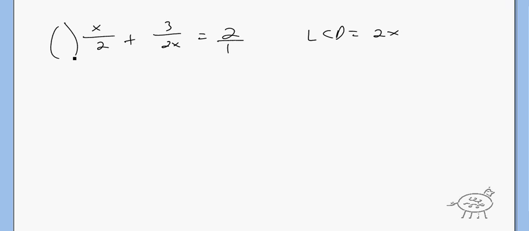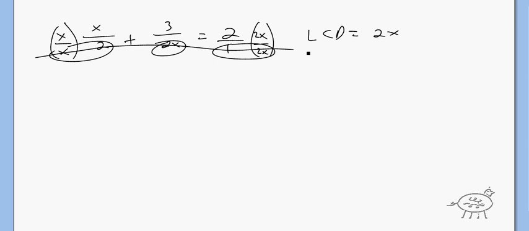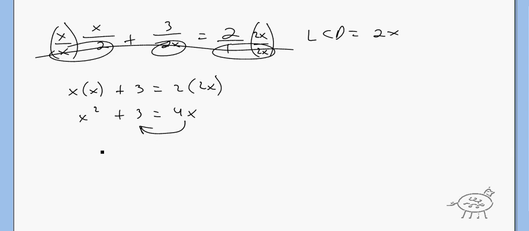So that means to get 2x, I need to multiply this one by x over x, this one by nothing, and this by 2x over 2x, because I need all of 2x in the bottom. So here I have 2x, here I have 2x, and here I have 2x. Cross them off. I just care about the top, so it's x times x plus 3 equals 2 times 2x. If I multiply that out, I get x squared plus 3 equals 4x. It's a quadratic, so I'm going to move this over by subtracting 4x. So x squared minus 4x plus 3 equals 0.